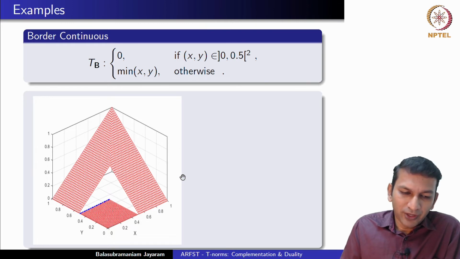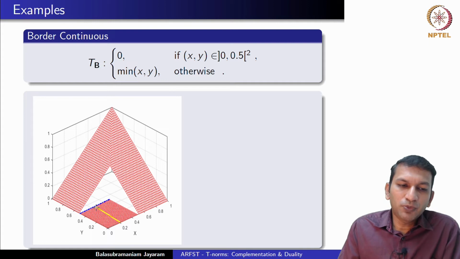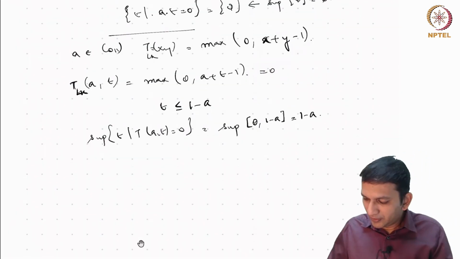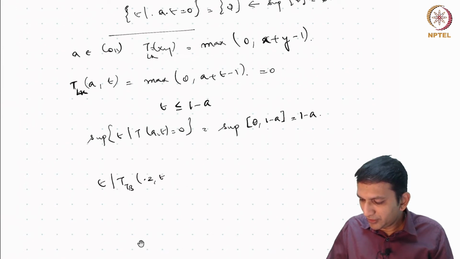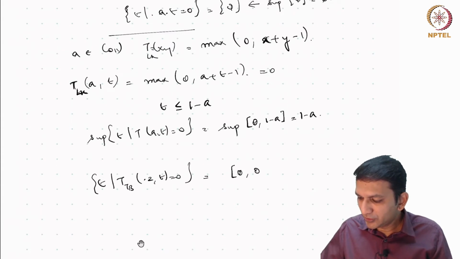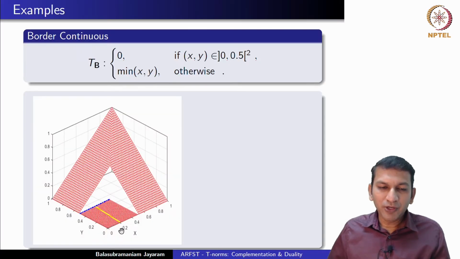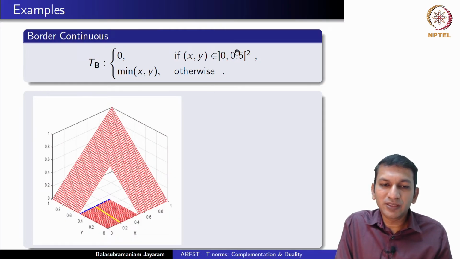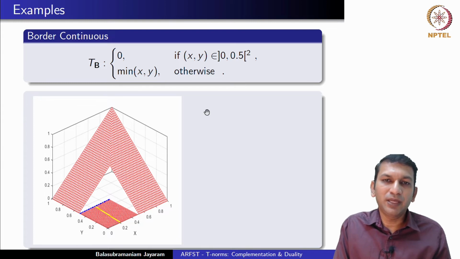However, if you start from point 0.2, how far can you go? You can go almost till 0.5. The moment you touch 0.5, the minimum operation applies on it. But you can walk almost till 0.5. So essentially, if you look at the set of all t such that T_B of 0.2 comma t is equal to 0, you see that this set is, of course, 0 belongs, 0 comma 0.5 open. The moment you put 0.5, you are no more in this region, you fall in this domain, which means it becomes minimum of 0.5 comma 0.2, which is 0.2, and that's what you see here.